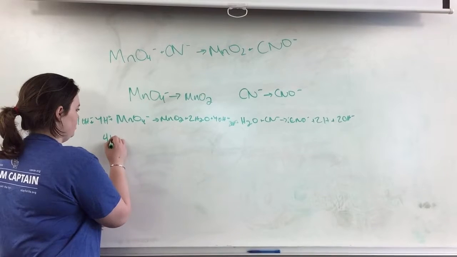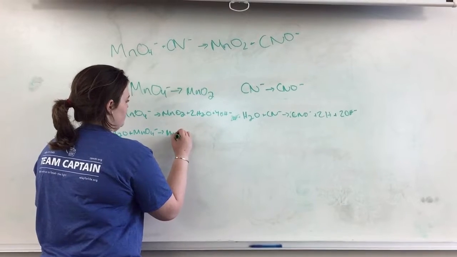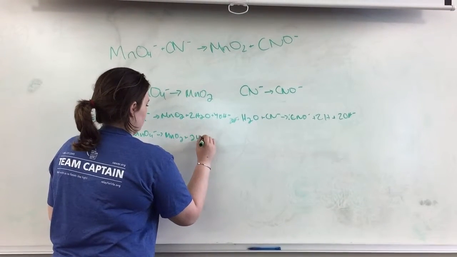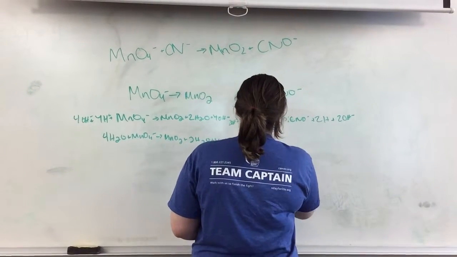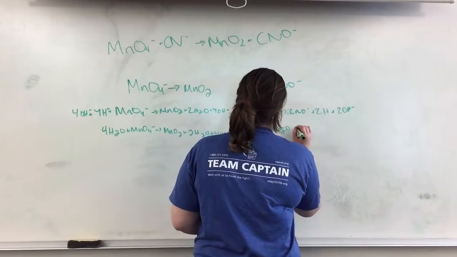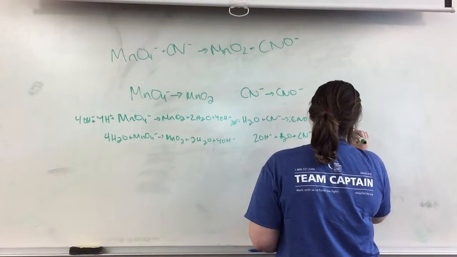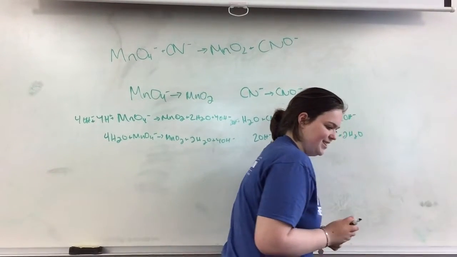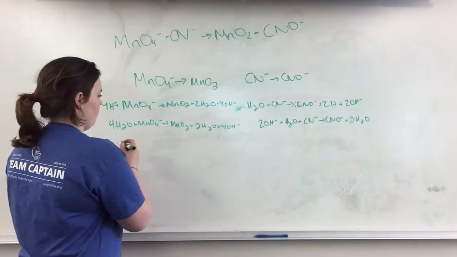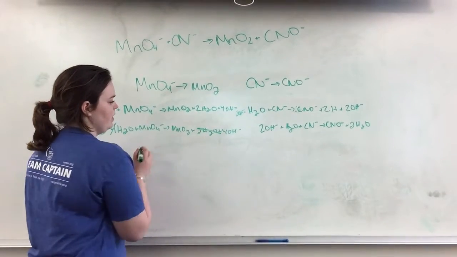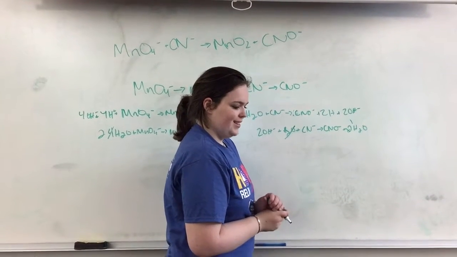So here we have 4H2O plus MnO4- yields MnO2 plus 2H2O plus 4OH-, and 2OH- plus H2O plus CN- yields CNO- plus 2H2O. So now we're going to cancel out the water molecules where we can. So we can make this 2 and get rid of them on this side, and we can make this 1 and get rid of it on this side.